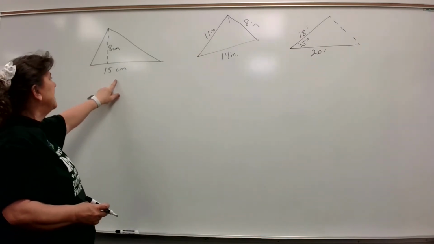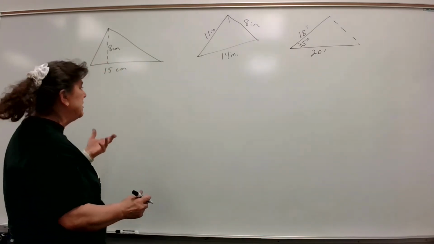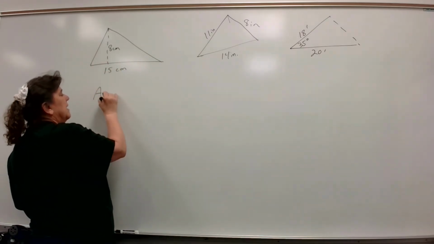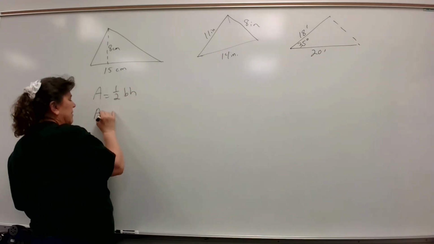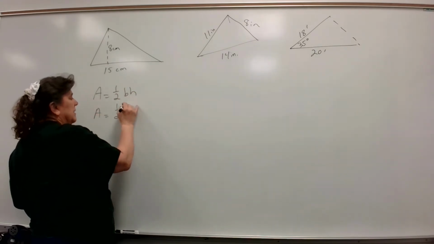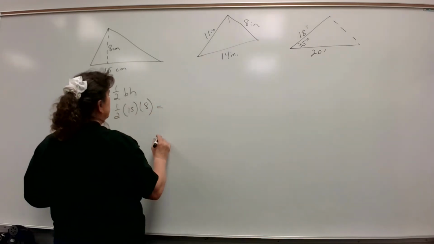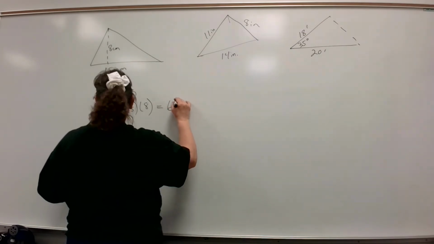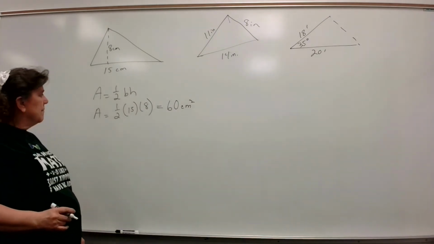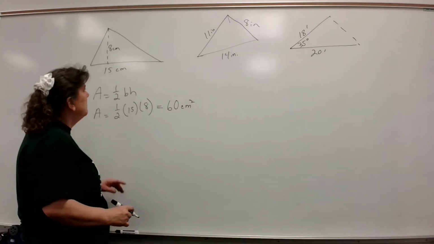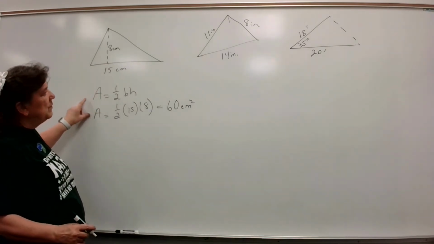Well, first of all, let's analyze. I have a base and I have a height. So this is going to be the first method that you've done a lot. A is equal to 1/2 base times height. So my area is equal to 1/2 times 15 times 8, which is equal to 60 centimeters squared. Okay? So you see that one. I had a height and a base. So it makes sense to use the very first one we knew.